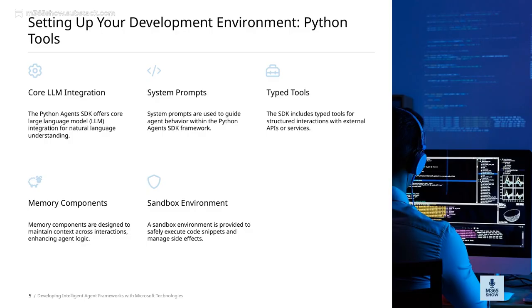Next, we have memory components. These are designed to maintain context across different interactions, which significantly enhances the logical flow of your agent. Essentially, they help your agent remember past conversations or actions, making interactions more natural and cohesive.